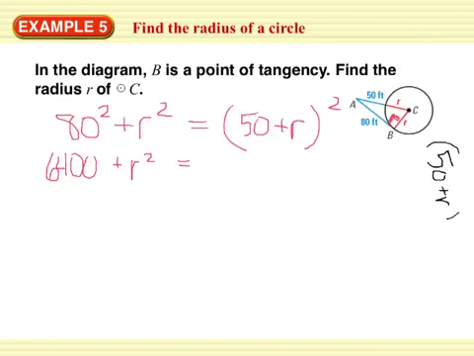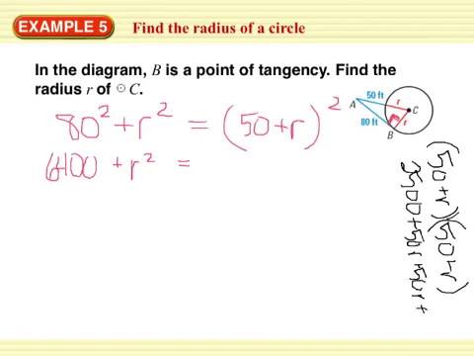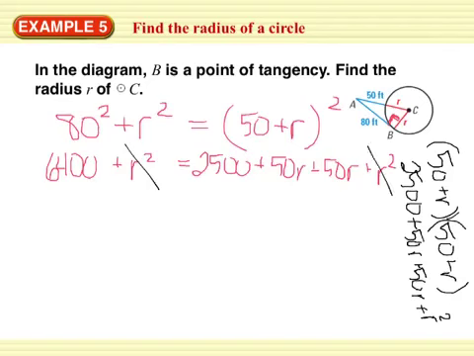50 plus r times 50 plus r. We get first, outer, plus inner plus last. So we can write that in right here. 2,500 plus 50r plus 50r plus r squared, and solve our problem. I have r squareds on both sides, so those cancel out, luckily. 6,400 equals 2,500 plus 100r.